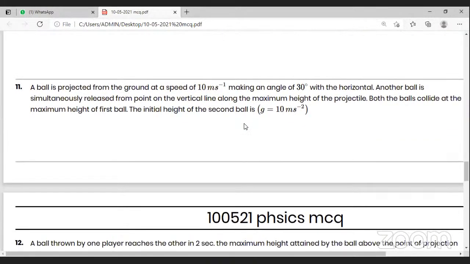The ball is projected from the ground at a speed of 10 meter per second, making an angle of 30 degrees with the horizontal. Another ball is simultaneously released from a point on the vertical line along the maximum height of the projectile. Both the balls collide at the maximum height of the first ball. What is the initial height of the second ball? Good question. So all of you please see the question carefully.